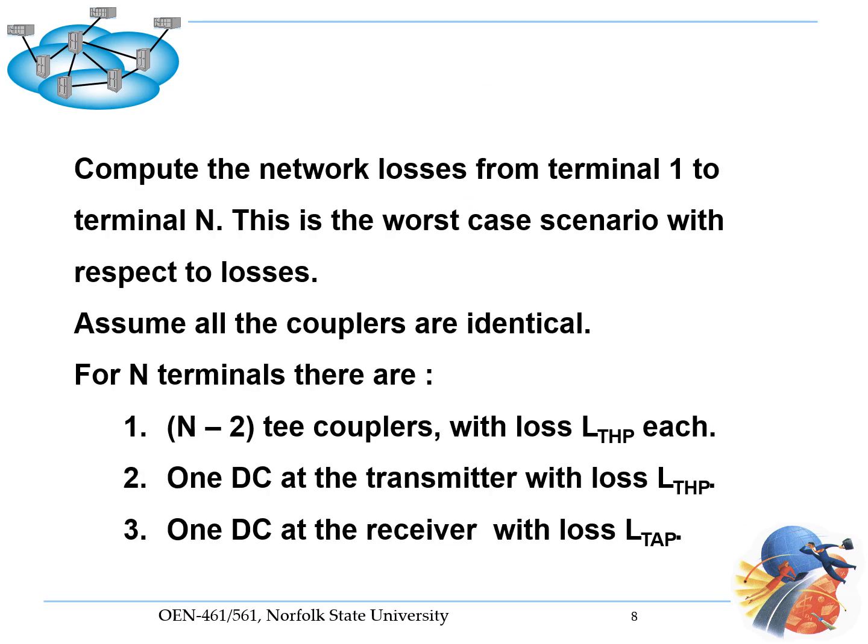Let us compute for this T network the losses from terminal 1 to terminal N. That is the worst case scenario, with the highest losses between two terminals at two ends of the network link. Assume that all couplers are identical, and for N terminals there will be in between N-2 T couplers with the loss of the throughput port for each T coupler. There will also be one DC coupler at the transmitter side with the loss of the throughput port, and one DC coupler at the receiver side with the tap loss there.